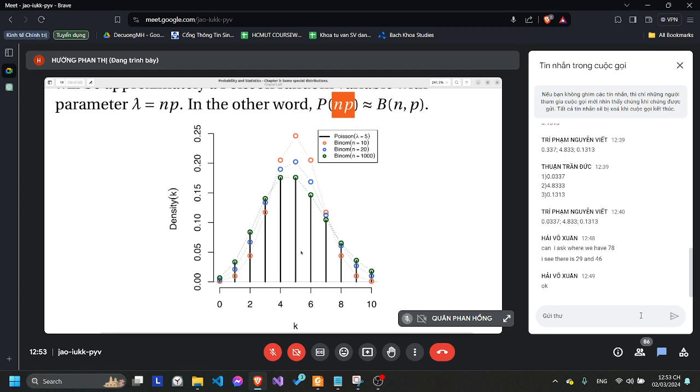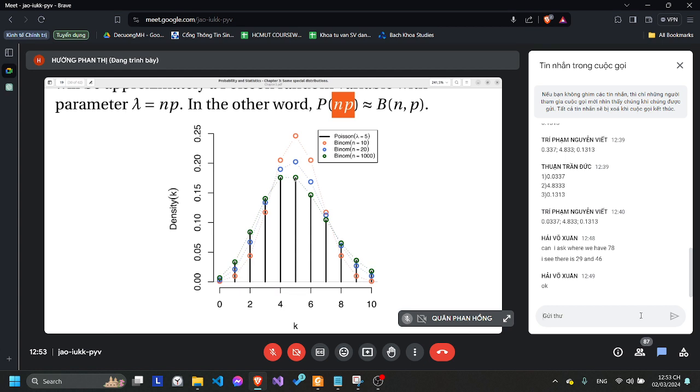Especially look at the position x equal to 5. When x equals 5, the probability of x equal to 5 calculated by the Poisson distribution is around 0.17. Look at the black bars.